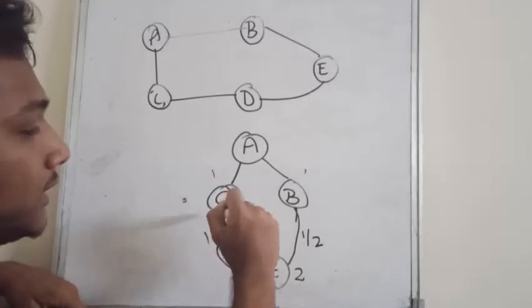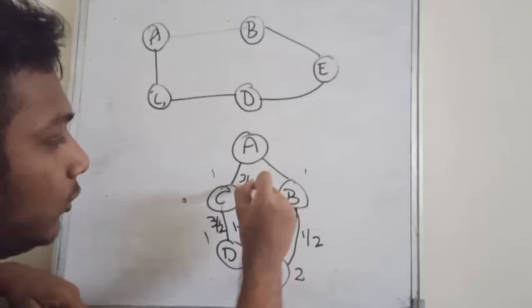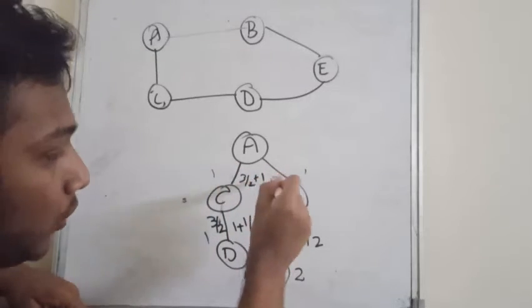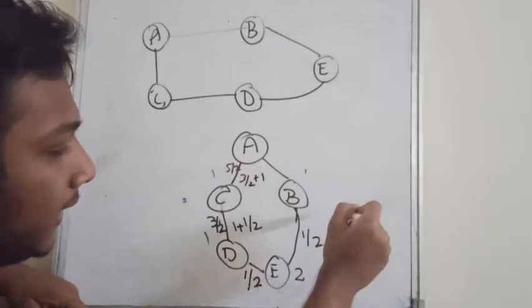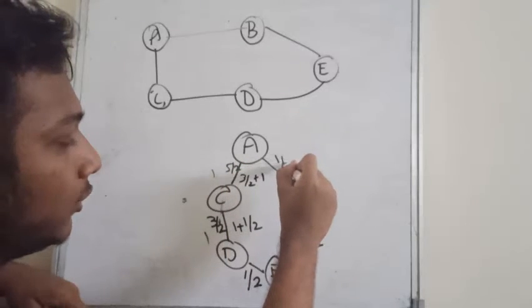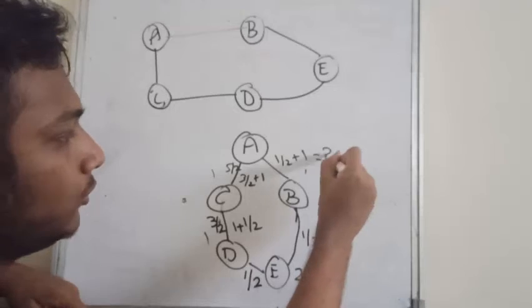Now this will be 3 by 2 plus 1 by 2 plus 1, that is 5 by 2. And this will be 1 by 2 plus 1, which is equal to 3 by 2.